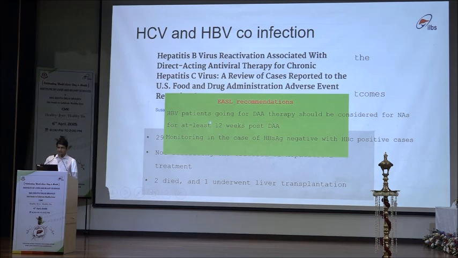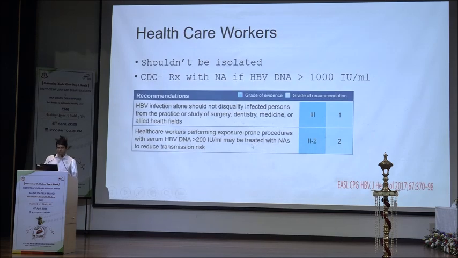So the guideline recommends that all subjects with hepatitis B and C virus co-infection undergoing DAA treatment for hepatitis C virus should be started on antiviral for hepatitis B virus at least 7 days prior to initiation of DAA, and it should be continued 12 weeks post DAA treatment to prevent the flare of hepatitis B virus.